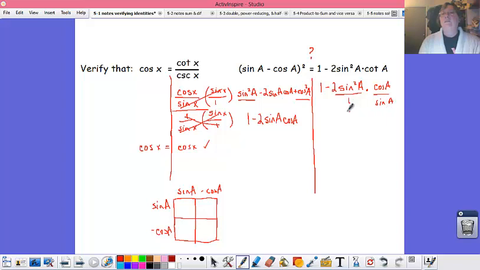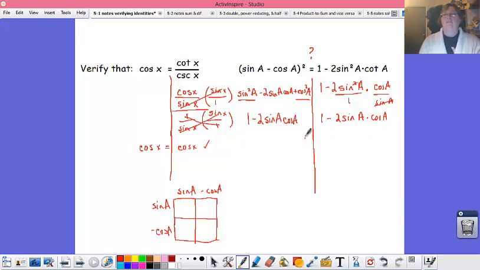And I would ask you to think about this, folks. We've got a multiplication here, and a sine on the bottom here will knock out a sine there. I want you to think about that real quickly, okay? One power of sine on the bottom knocks out one power of sine on the top. And when we simplify, this is what we have: 1 minus 2 sine A, there's only one power of it there, times cosine of A.